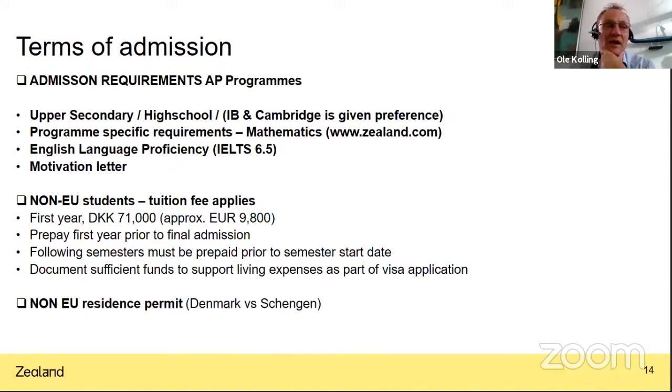So you don't have to apply again for a part-time work permit. That is your right. So when you have a student visa, then you also have a right to have a part-time job permit.